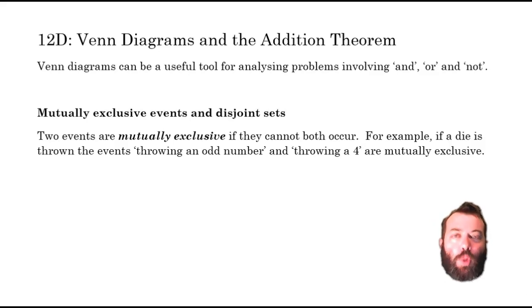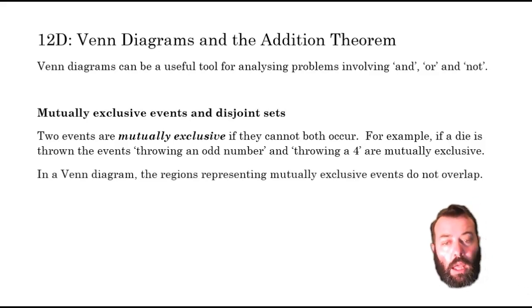Two events are mutually exclusive if they can't both occur at the same time. So for example, if I roll a die and one of my events is rolling an odd number and another event is rolling a 4, well, they're mutually exclusive because if one of them occurs, it means the other doesn't. We can call those disjoint sets, because they share no elements in common.